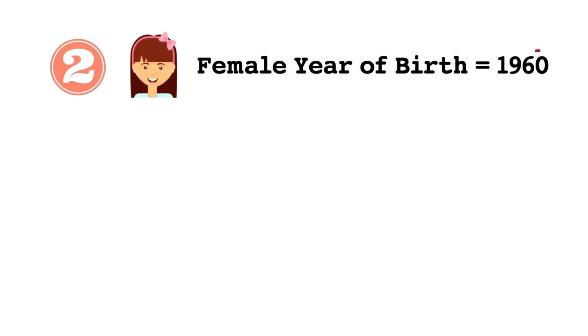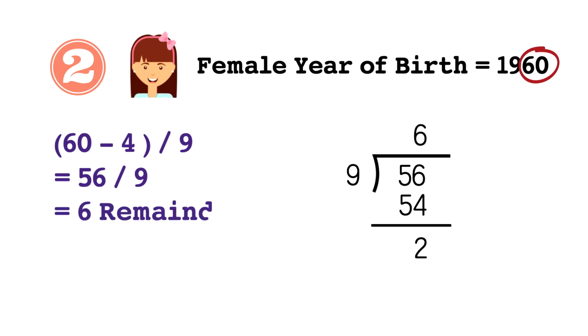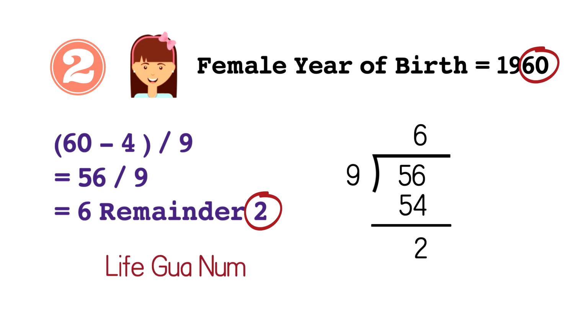Another example, if you are a female born in 1960, then we use 60 minus 4 divided by 9, which comes to 56 divided by 9. The result is 6, and the remainder is 2. Therefore, the Life Gua number is 2.